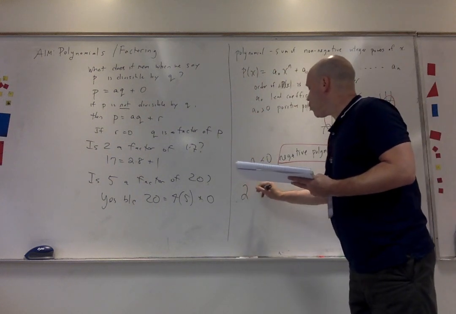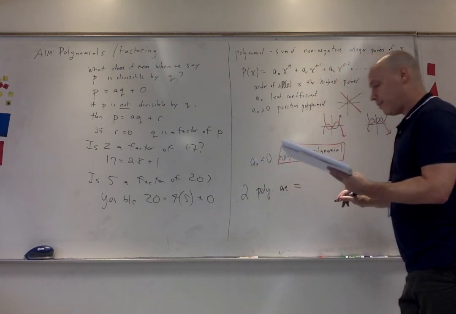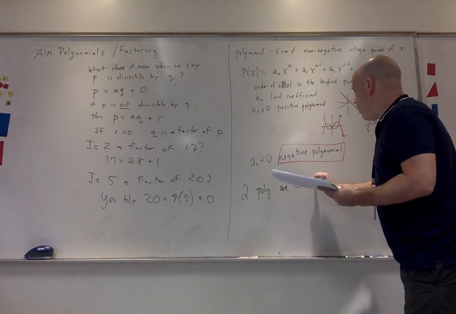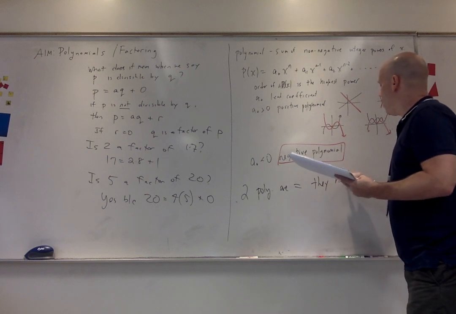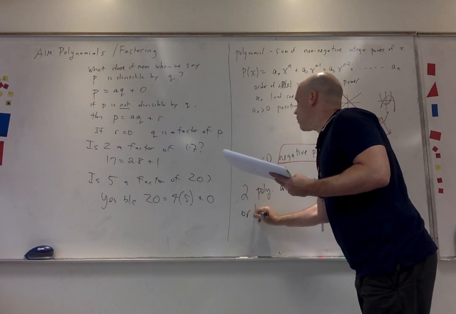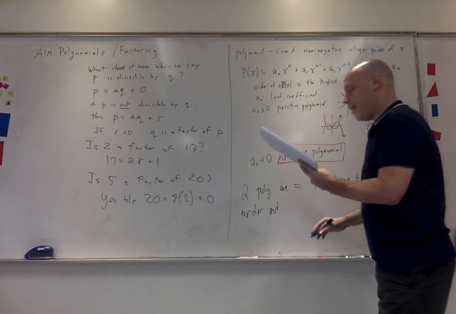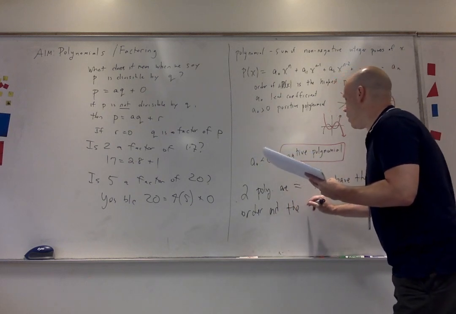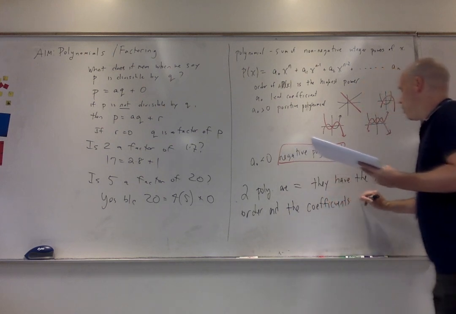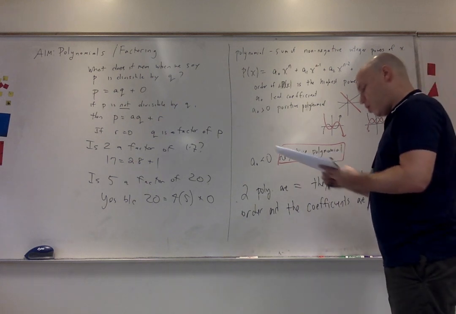Small little thing: two polynomials are equal if they have the same order and the same coefficients, and the coefficients are equal.